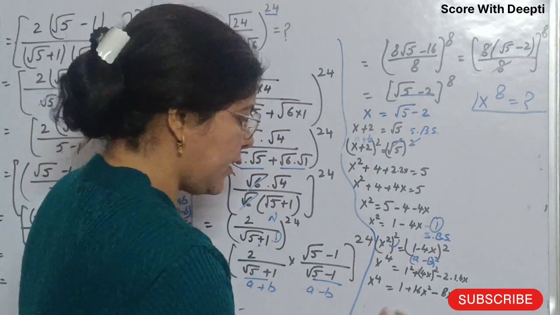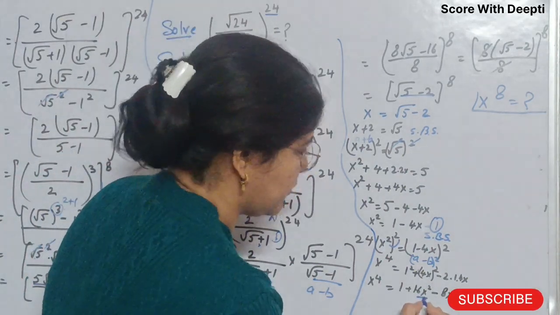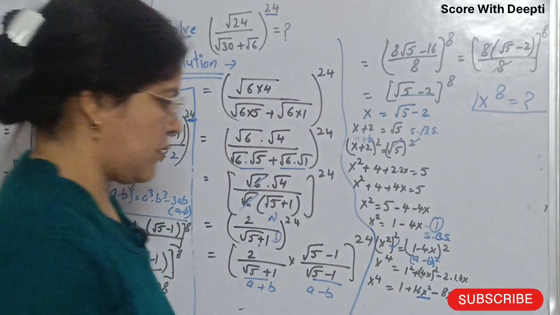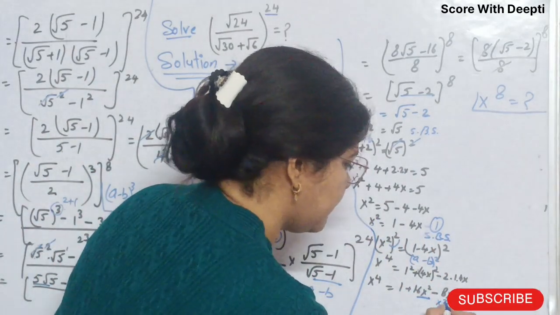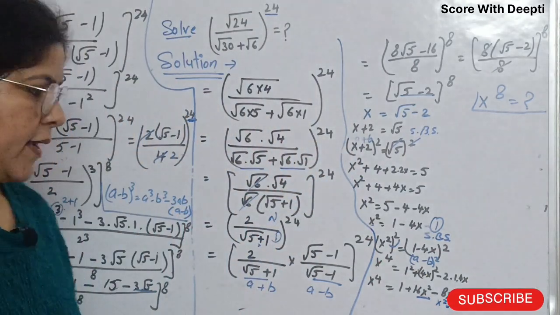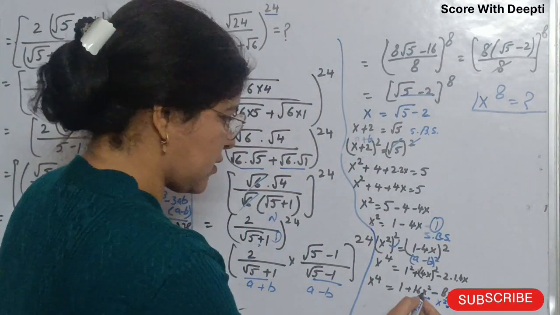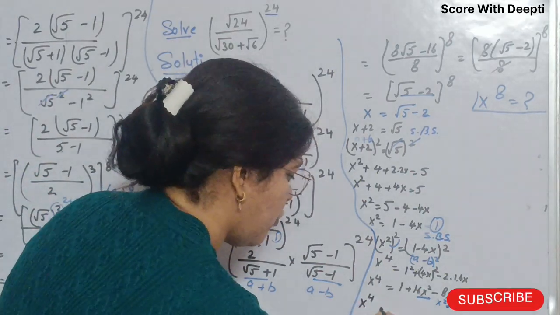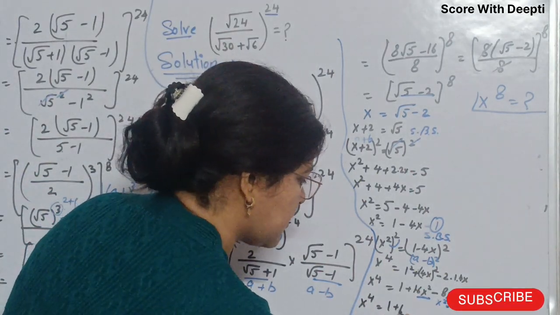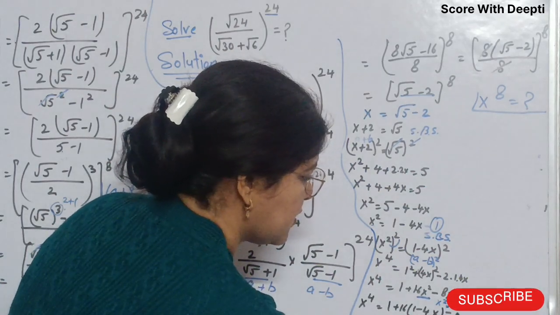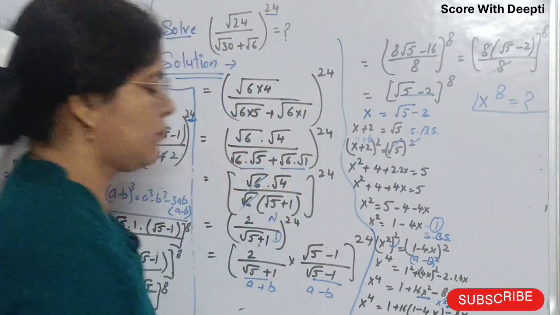Next, in place of x square, from equation 1 we put the value of x square, and x square equal to 1 minus 4x. Now in place of x square we write 1 minus 4x. Now x to the power 4 equal to 1 plus 16 into (1 minus 4x) minus 8x.